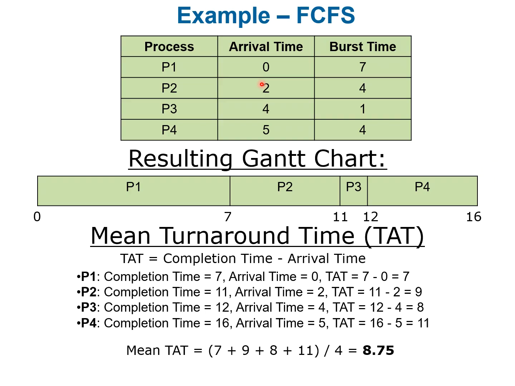Likewise for P2, we see it arriving at time 2 and finishing at time 11, so it takes 9 time units and so on. We calculate these for all 4 processes to get these values, and we take the average to get a turnaround time of 8.75.